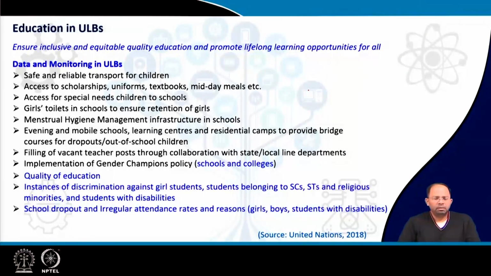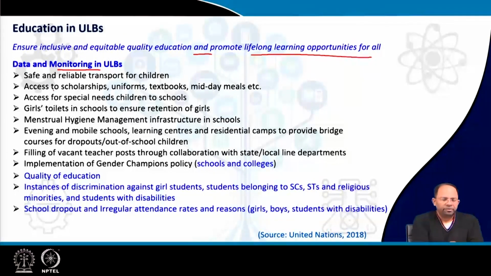At the ULB level, to ensure inclusive and equitable quality education and to promote lifelong learning opportunities for all, several tasks have to be undertaken. Particularly, these are linked with several government programs and government policies as well. But in general, in terms of data and monitoring that has to be undertaken in ULBs, we have to ensure not only education but also safe and reliable transportation for children to schools and other facilities, access to scholarships, uniforms, textbooks and midday meals.